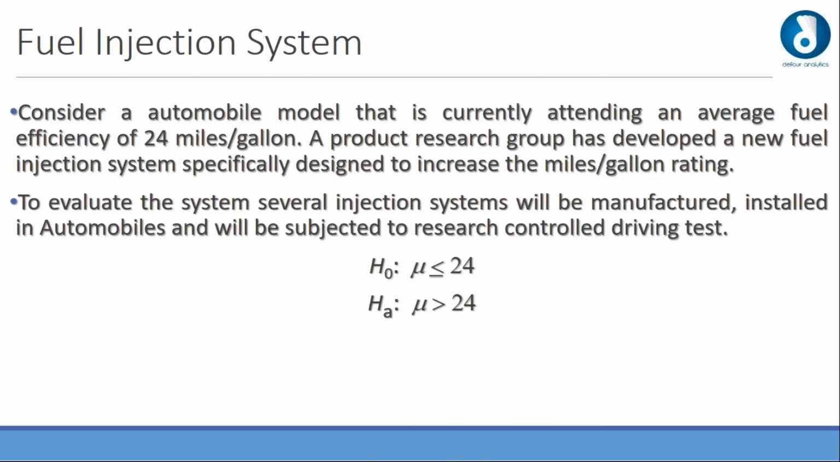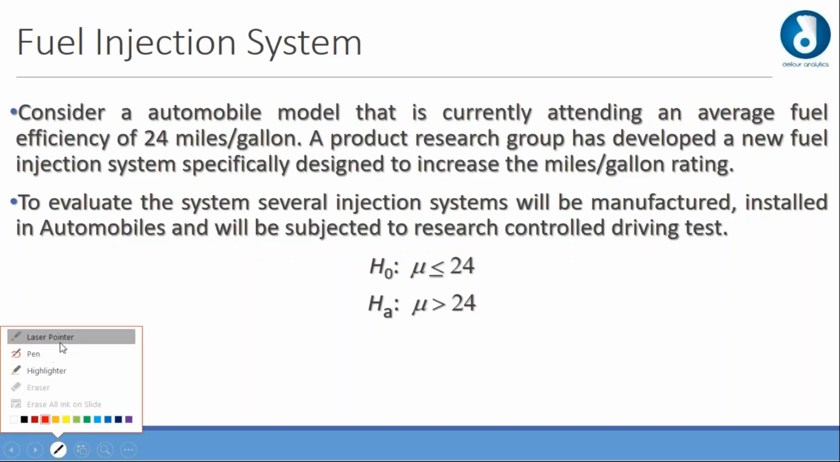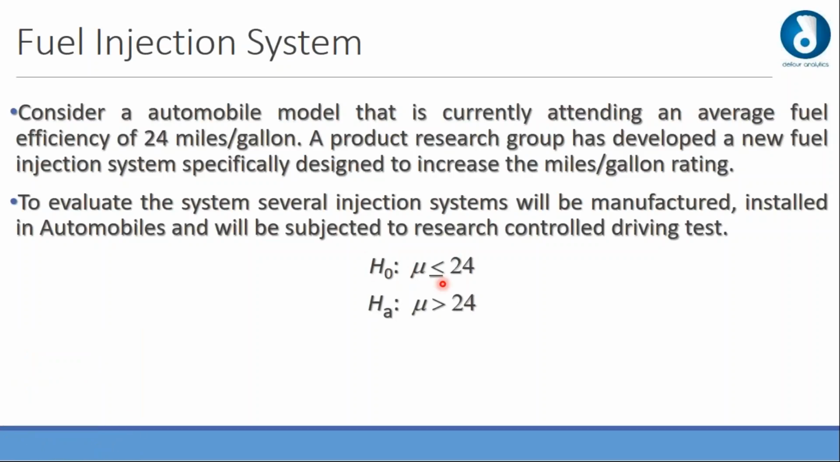So let's take an example. As I told you, consider an automobile which has an efficiency of 24 miles per gallon. Now some research work has been done, and scientists are saying, we can achieve more than 24 miles per gallon. So our alternate hypothesis is that our mileage is greater than 24 miles per gallon. Here it is denoted like this: my null hypothesis is mu is less than or equal to 24, and my alternate hypothesis would be mu is greater than 24.